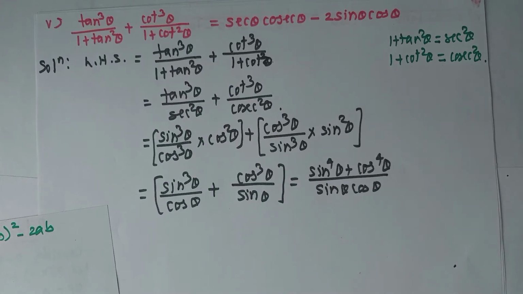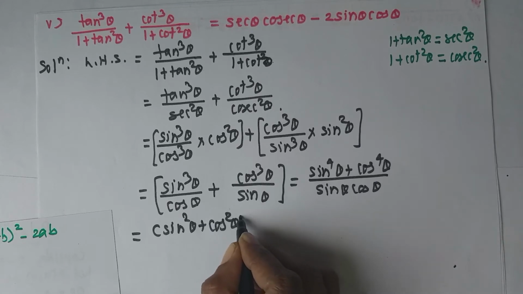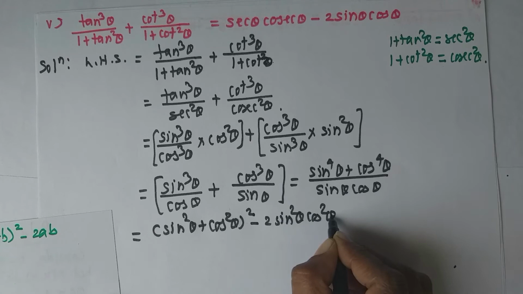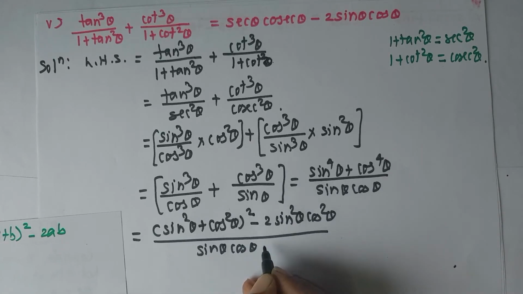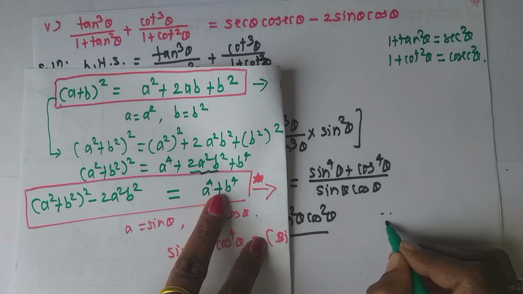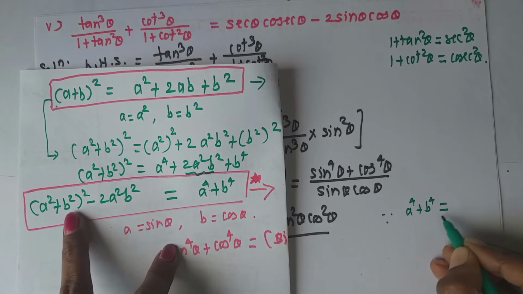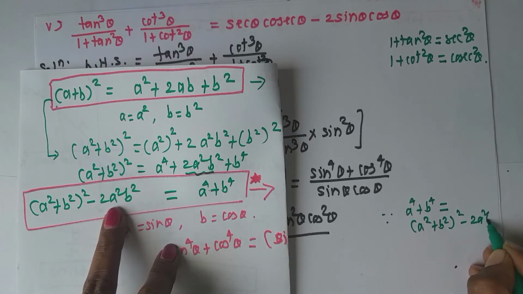Here you write down, this will be (sin²θ + cos²θ)² minus 2 sin²θ cos²θ divided by this sinθ cosθ. You write down here, since a⁴ + b⁴ is nothing but (a² + b²)² minus 2a²b².